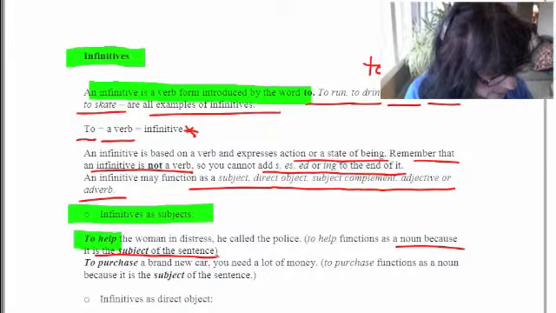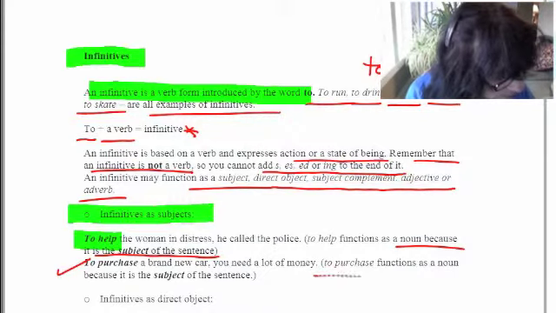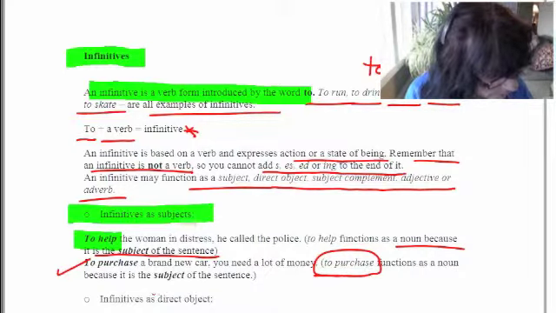Another example: to purchase a brand new car, you need a lot of money. To purchase, to plus the verb, functions as the noun because again, it's the subject of the sentence. To purchase a brand new car, you need a lot of money.